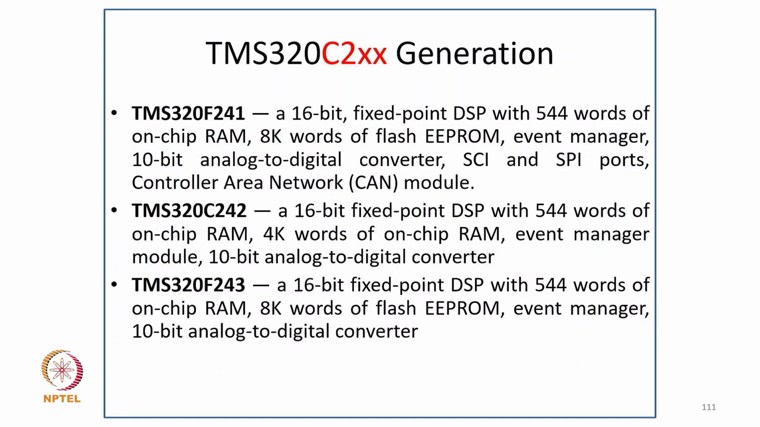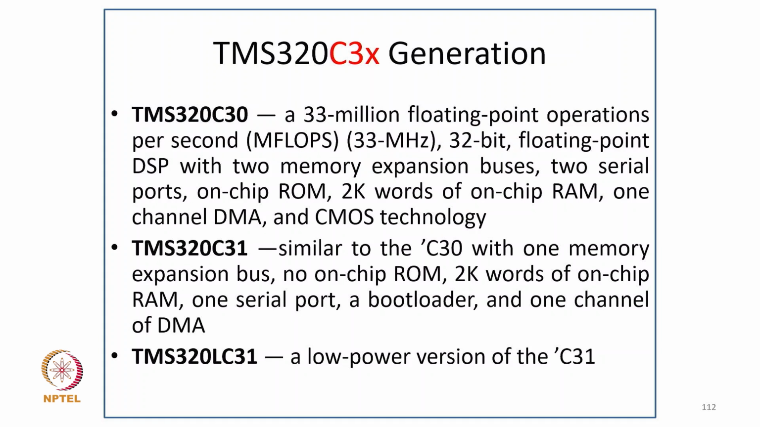Now coming to TMS320F241, a 16-bit fixed point DSP with 544 words of on-chip RAM, 8 kilowords of flash EEPROM, event manager, 10-bit analog to digital converter, SCI, SPI ports, controller area network CAN module, and TMS320C240 is a 16-bit fixed point DSP with 544 words of on-chip RAM, 4 kilowords of on-chip ROM, event manager module, and 10-bit analog to digital converter. And TMS320F243, a 16-bit fixed point DSP with 544 words of on-chip RAM, 8 kilowords of flash EEPROM, event manager, 10-bit analog to digital converter.